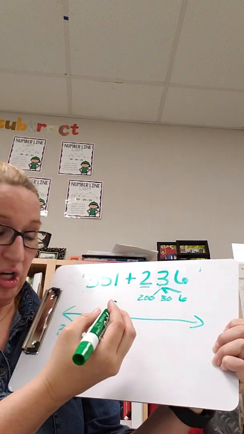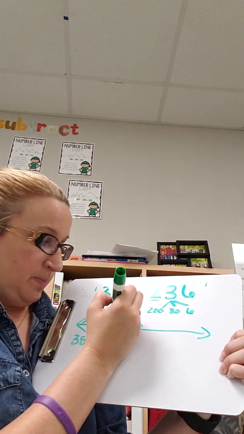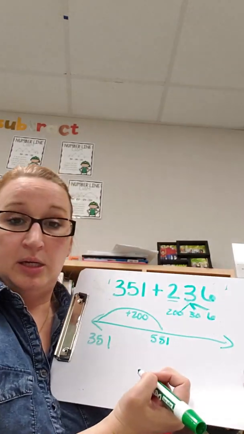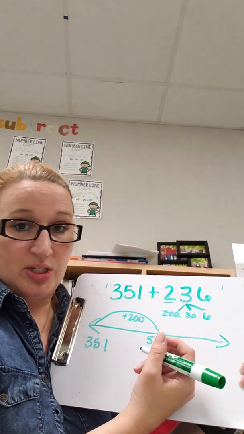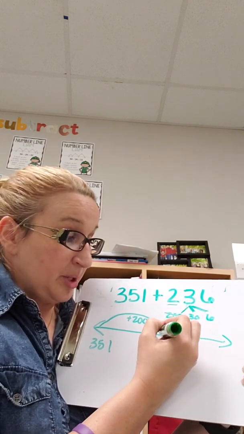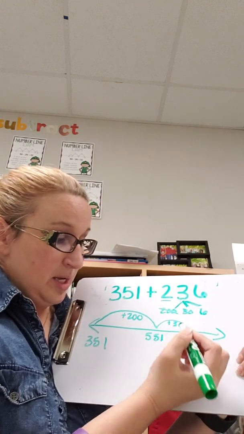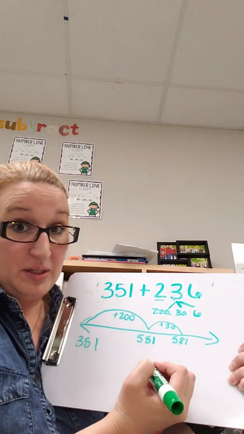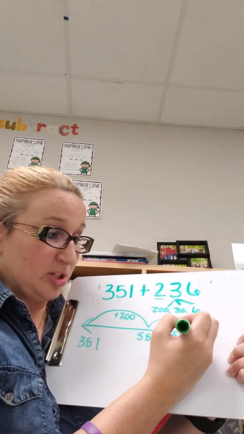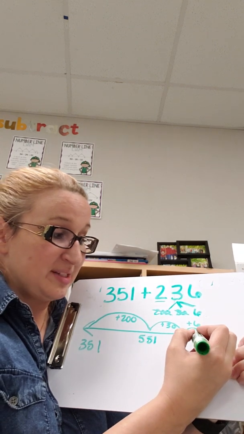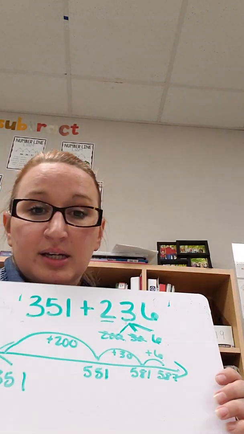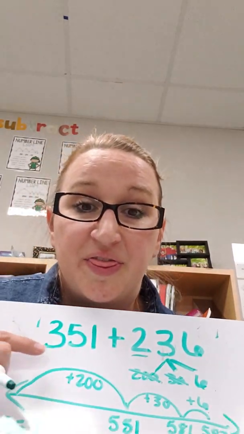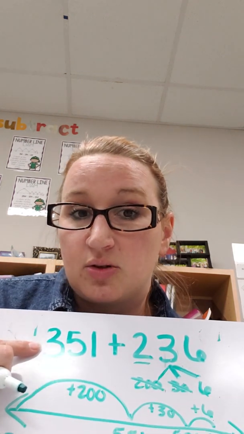236. Okay, so I'm going to jump 200. So I'm going to add 200. Well, 351 plus 200 is 551. Okay, but I'm not done yet. I've only added 200. I still have 36 to go. So I'm going to jump 30. So I know 551 plus 30 is 581. Getting close. And then my 6, I'm going to jump a small 6. 581 plus 6 is 587. Oh my goodness, it matches. All three of our answers match. So we just justified this answer using 3 different strategies.